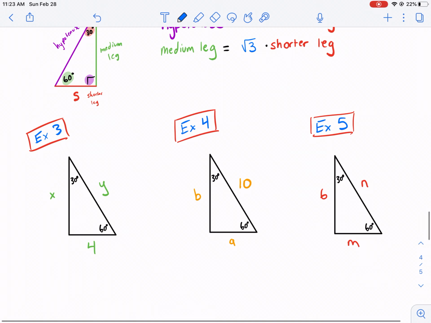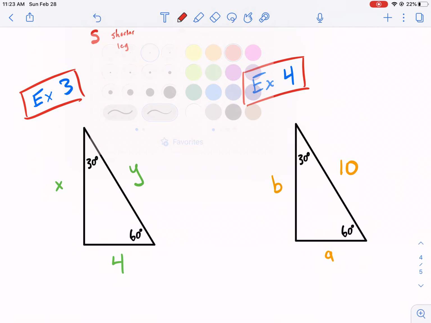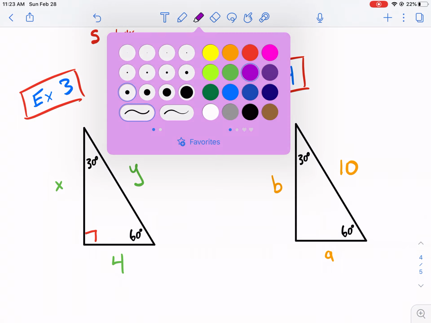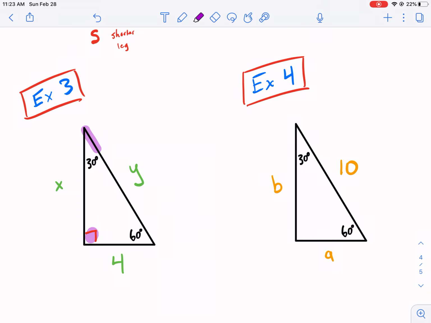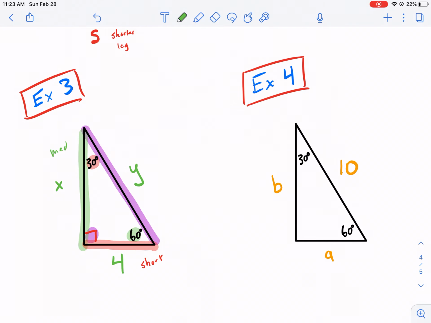so let's go ahead and break it down in example 3. First thing I should do is identify all my angles. Okay, if that's 30 and that's 60, that means that has to be 90. Okay, so guess what? This is my long side. That's going to be my hypotenuse. Here's my medium angle. That means that's my medium side. And then here's my smallest angle, 30, so there's my short side. I'm going to call this short side. I'm going to call this one the medium side. And then there's my hypotenuse.